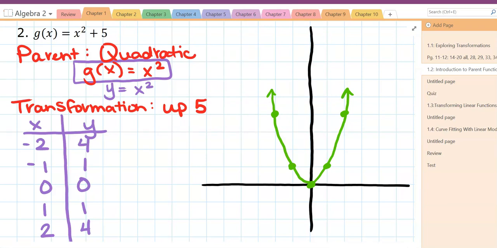And then again, this one, the transformation is to move everything up 5. So all of those points, we're going to move them all up 5, just like we did on the last one. Okay, so I pushed them all up 5, and then I just draw that one in.